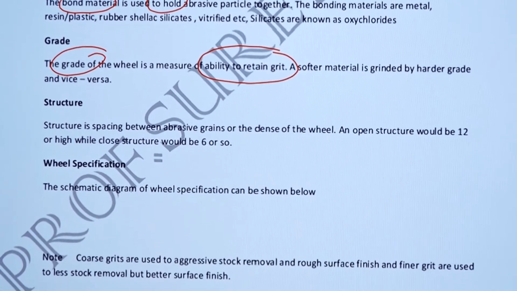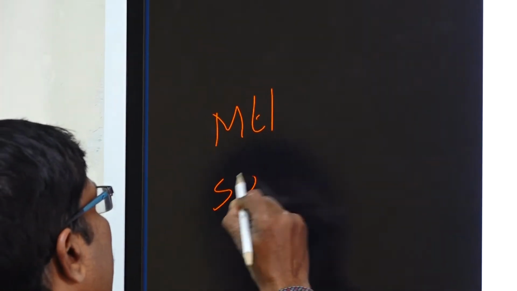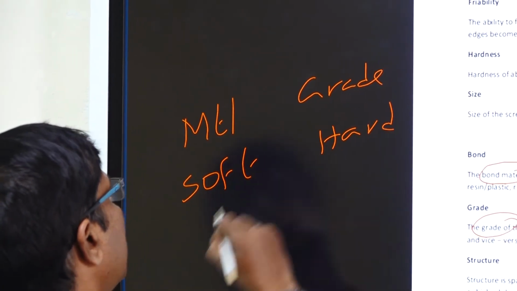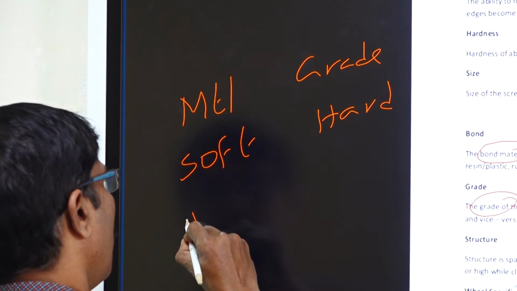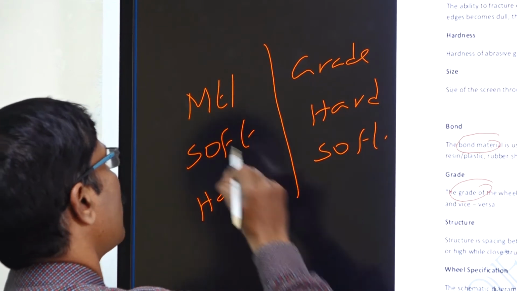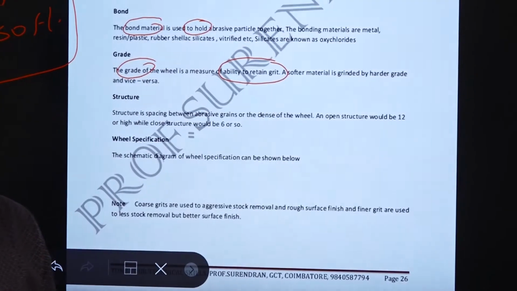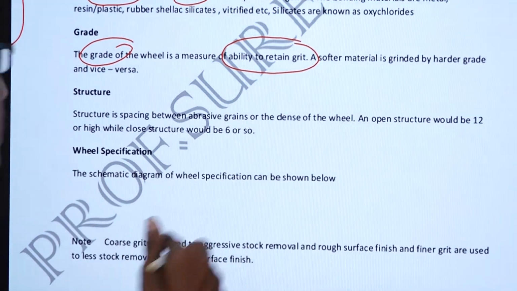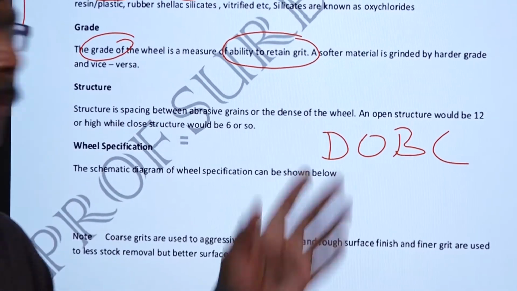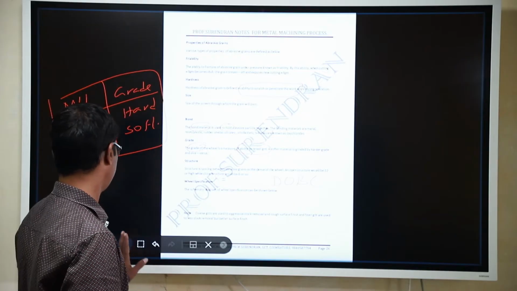A softer material needs an odd grade, and an odd material needs a soft grade. So it is vice versa. And structure we already know: open structure, closed structure. So we have do BC for structure. Ductile material, open structure; brittle material, closed structure. And the wheel specification can be shown below.